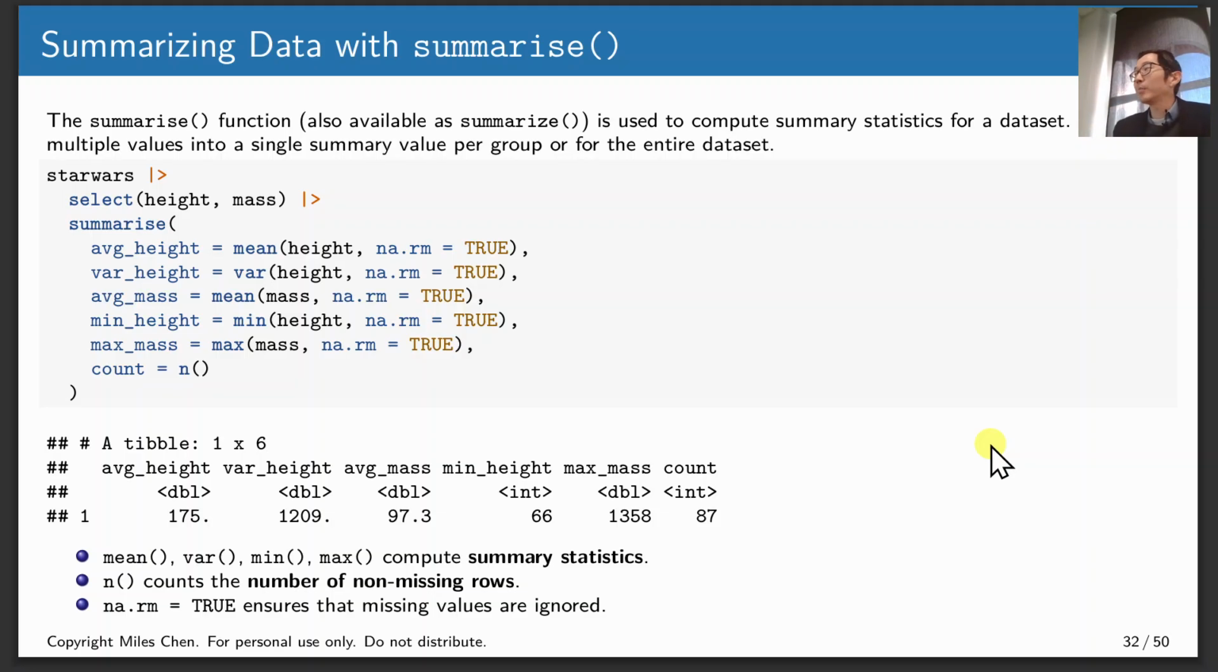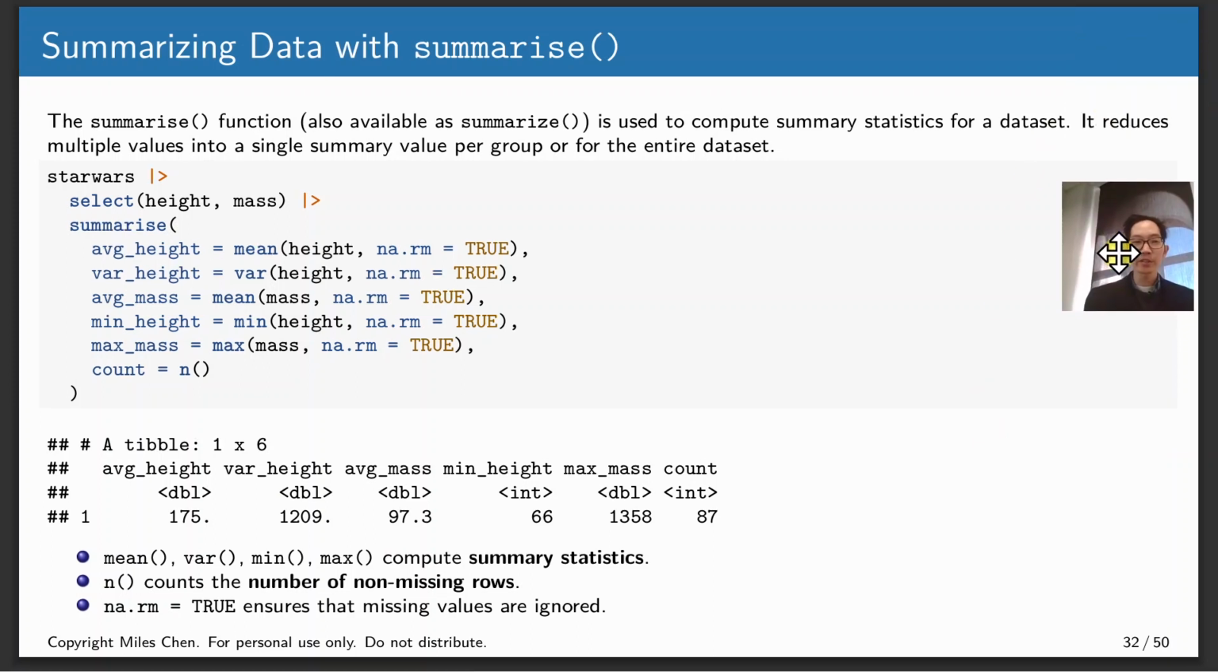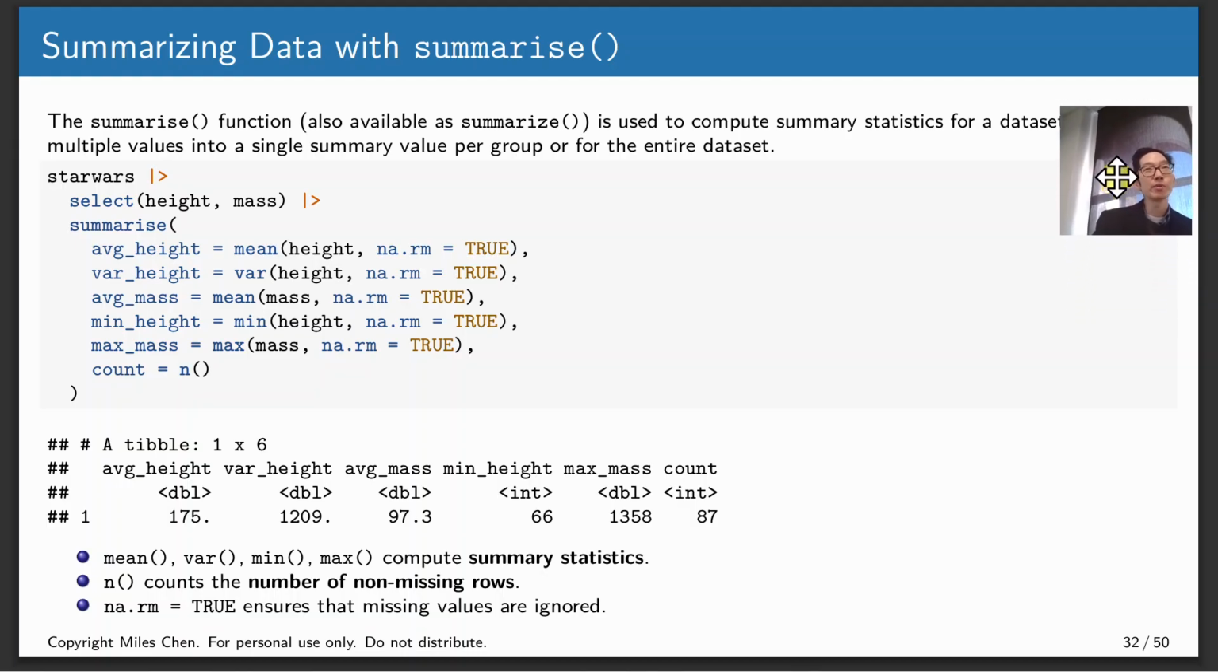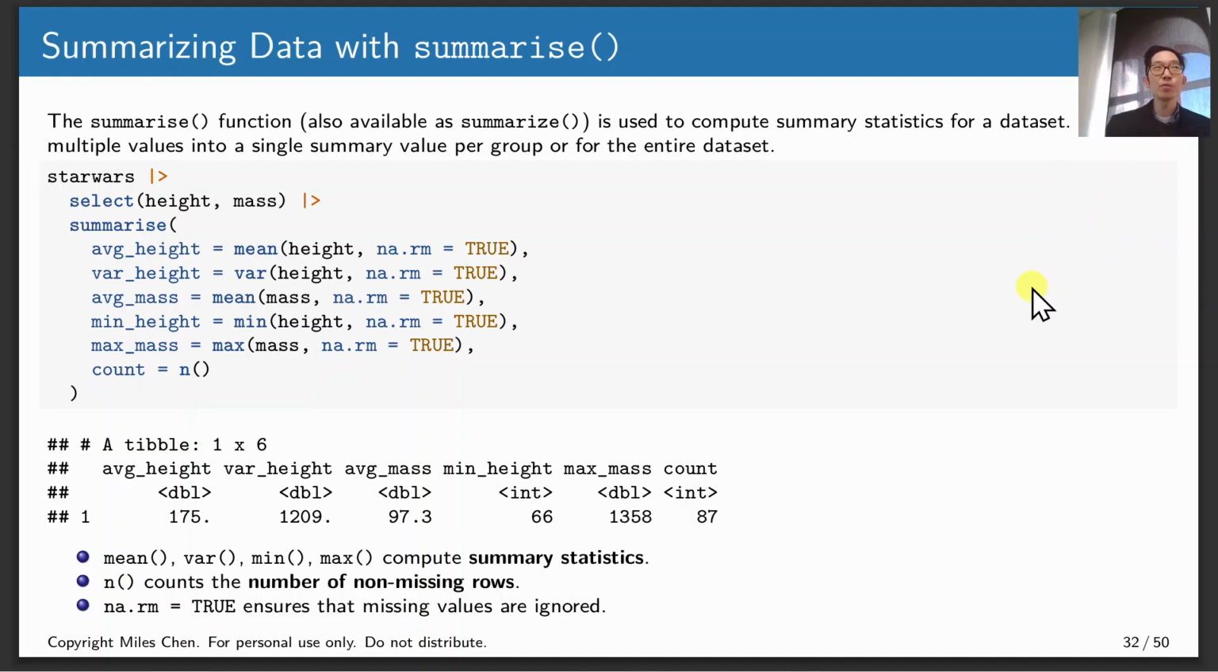All right, summarize. Summarize is really where dplyr starts to shine. Okay, summarize and group by. So group by is next. Summarize calculates a summary statistic for a data set. You have to think about when you use a summary function. What a summary function does is it takes a bunch of values and it reduces it to one value. That's the whole point of a summary function.